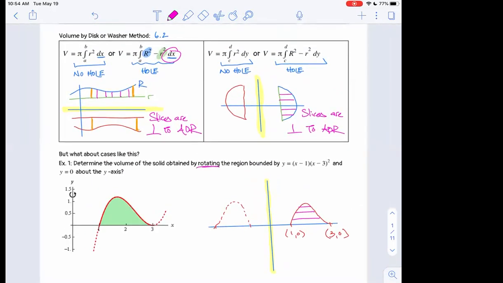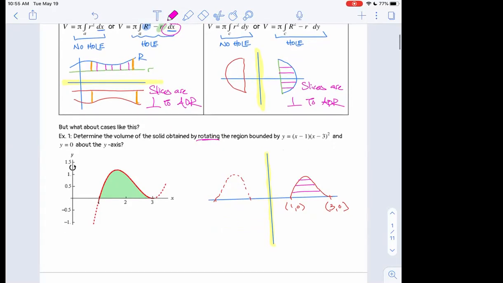If I look back up at my volume by disk or washer method, what was happening in my dy case is that I had a very clear left curve and a very clear right curve. But when I look at this picture right here that I've drawn, I don't have a left curve and right curve that are different. In fact, the left curve and the right curve are the same curve. And so in that case, we've said earlier, we can't use this method.